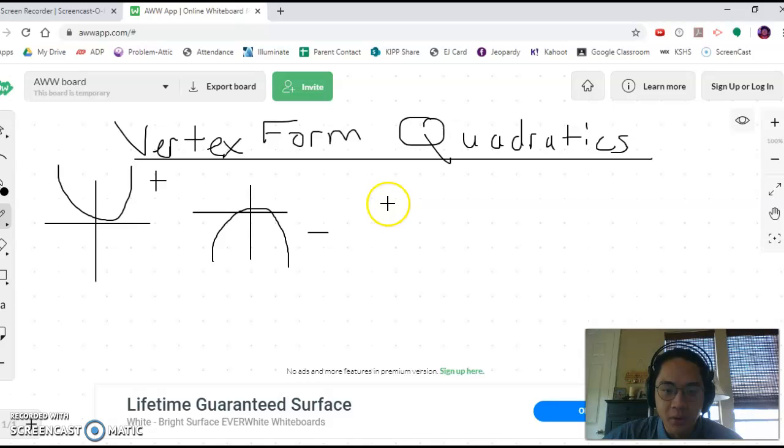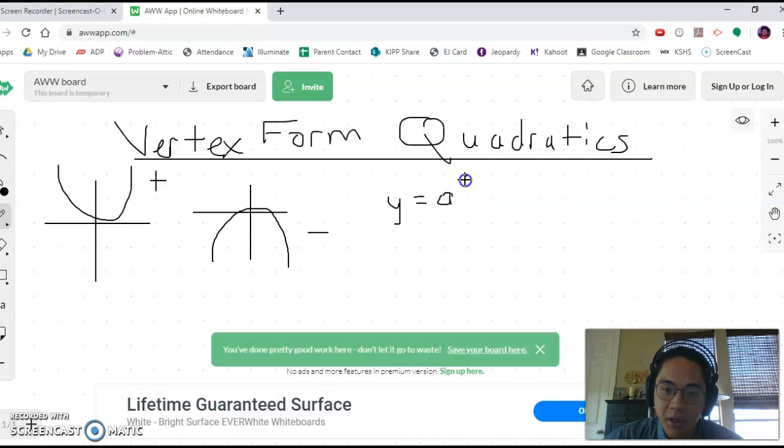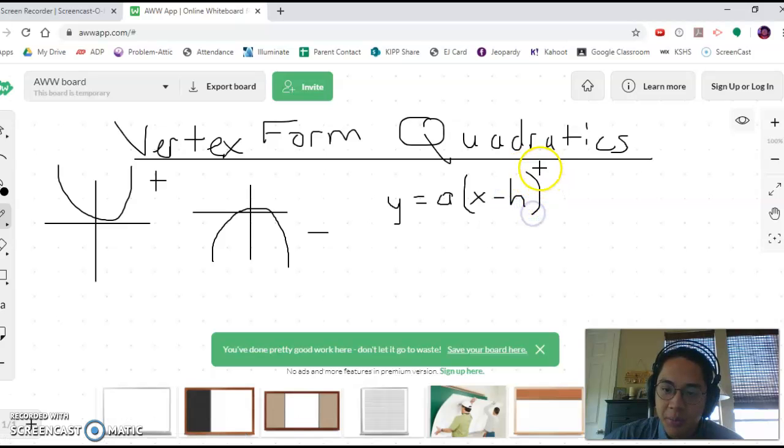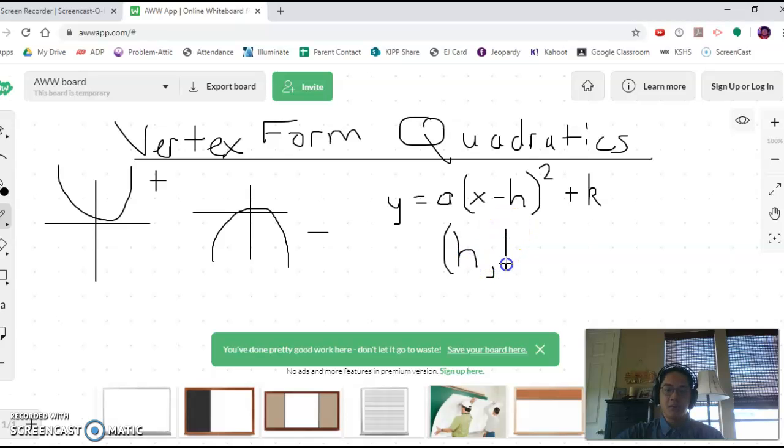So vertex form, the formula they give us is going to be this. Y equals A, which is going to be a random number, okay? Times (X minus H) in parentheses, to the power of 2, plus K. Something like that, okay? And I will tell you H and K, excuse me, that's going to be our vertex.